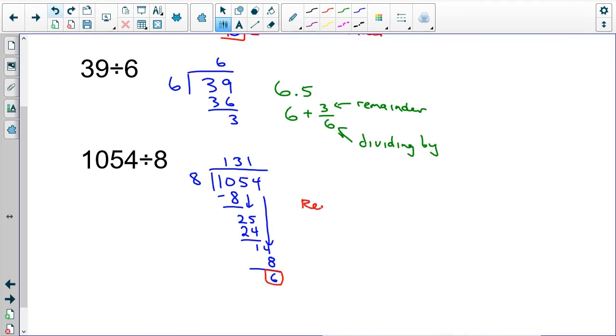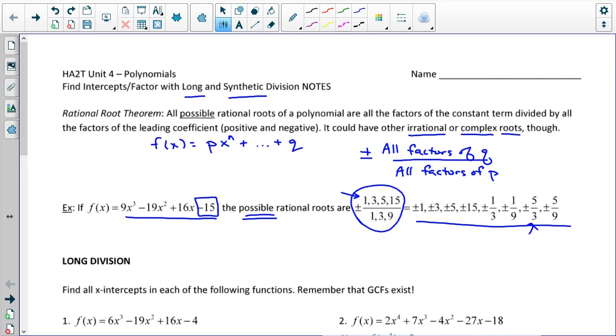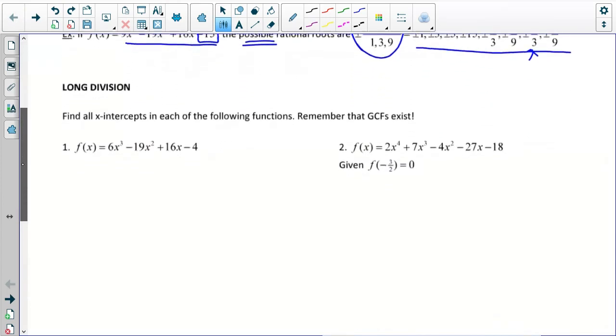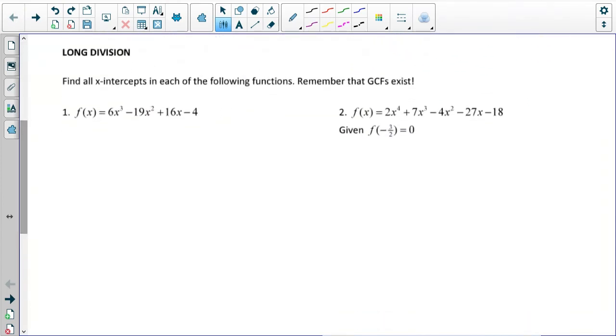So my remainder in this case is 6. And if I wanted to write this, I could write this as 131.75. And that's because I could write it as 131 plus 6 over 8. And again, 6 is the remainder, and 8 is what we're dividing by. So that's just a quick reminder that you did learn this stuff in the past.